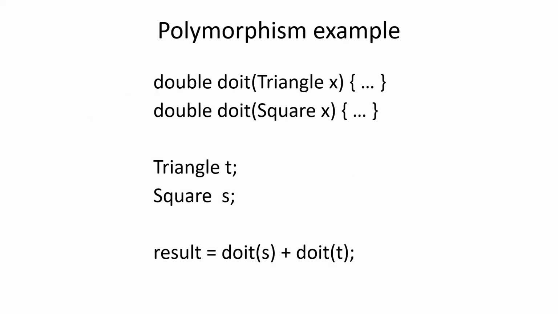Here's an example of polymorphism. We have the method doIt, and it can take either a triangle object or a square object. So we can call doIt with whatever object we happen to have.